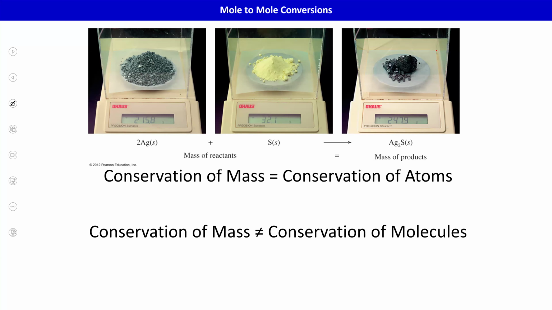So let's do it with molecules. Conservation of mass that we've talked about before means that we have the same number of atoms before and after. It doesn't mean we have the same number of molecules before and after. This is another thing that can trip people up sometimes.